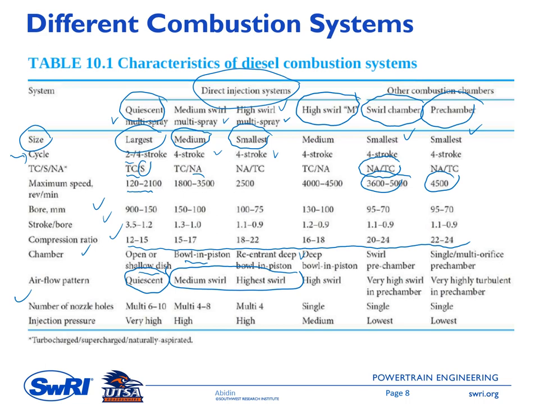And then the next one is the number of nozzle holes. For the large engine, usually it has more nozzle holes than the medium and small engine sizes. For the engine with the pre-chamber, usually it has a single nozzle here. So this nozzle connects the pre-chamber with the main chamber.